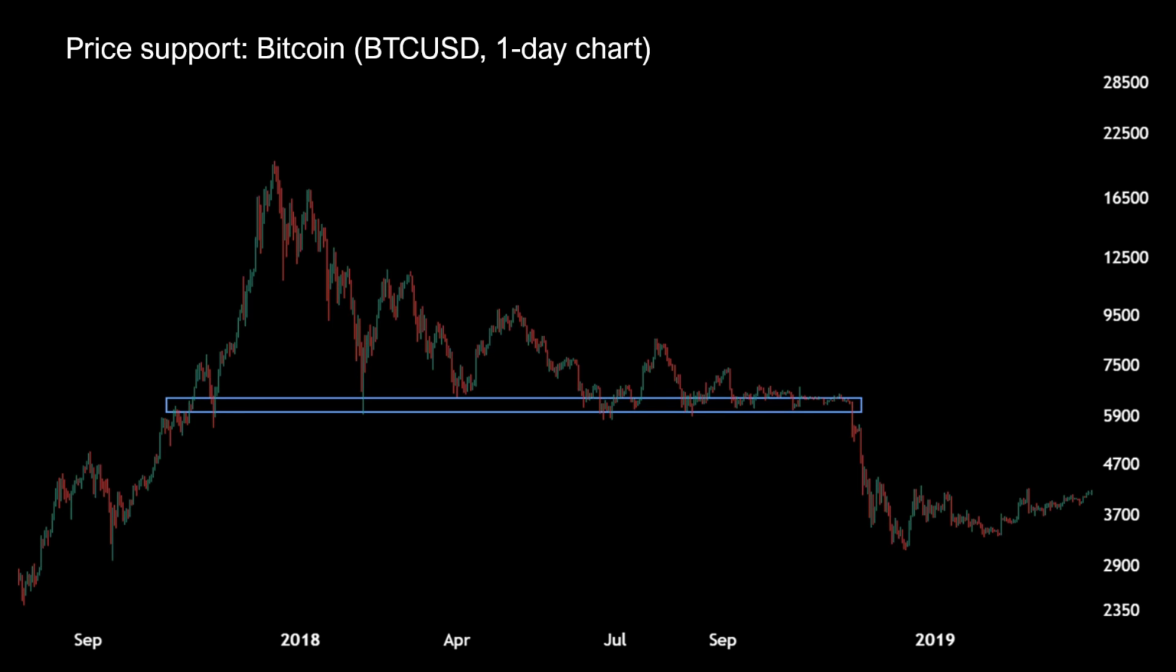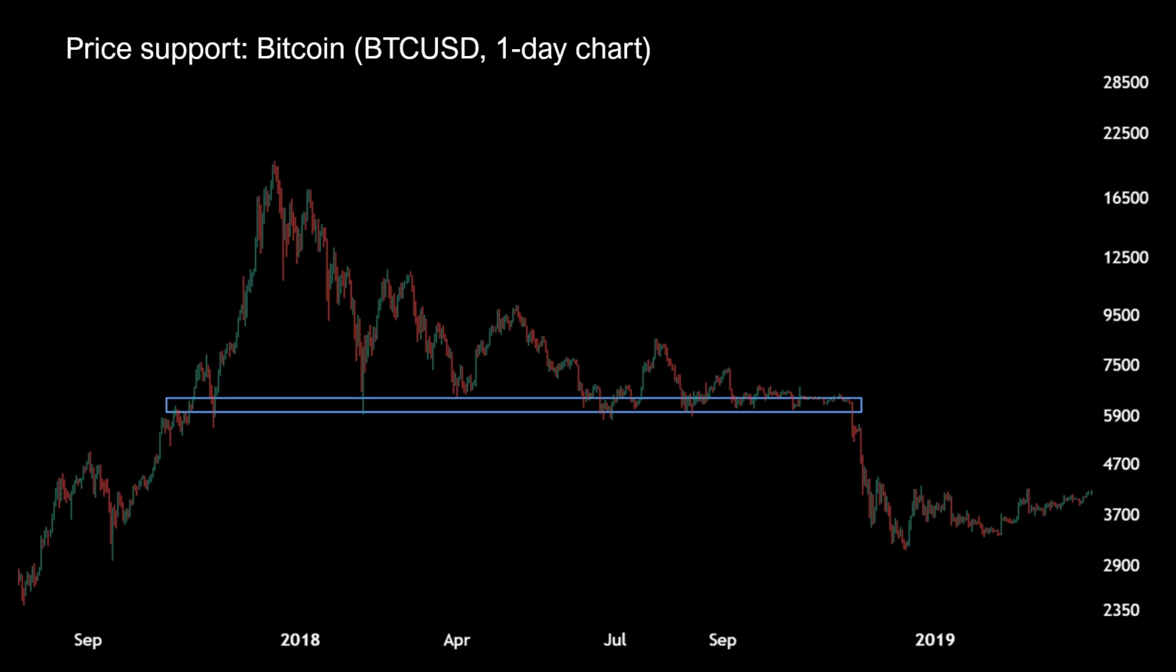So let's start with price support, and you can think of this as an imaginary trampoline below the price. And each time the price hits that trampoline, it bounces up. But sometimes that trampoline breaks because sell pressure gets too heavy. And that's what we see here with Bitcoin on the one-day chart back in 2018.